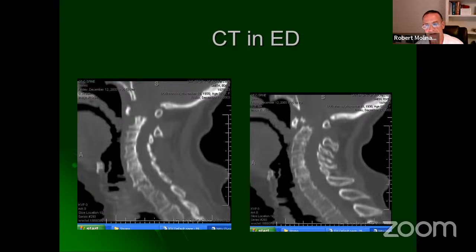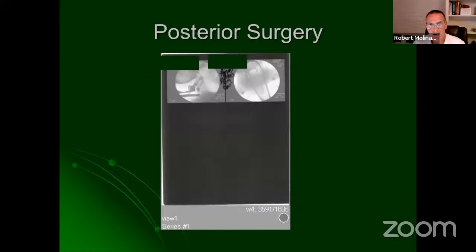And this is an injury where it's compatible with incompetence of the transverse ligament because there's essentially no odontoid here. So you have subluxation of C1 on C2 with obvious cord pathology. So in this case, this woman was taken to surgery.